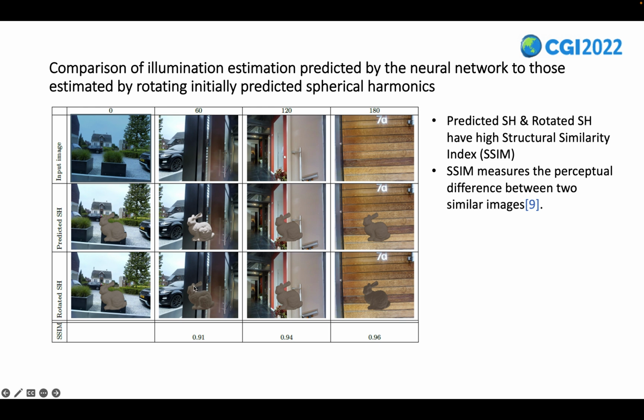And to measure the difference between two images, we have used the SSIM index, which is a quantitative index based on the perceptual difference between two similar images, 0 being the lowest, 1 being the highest. We can see that the second and third rows have a very high SSIM index.